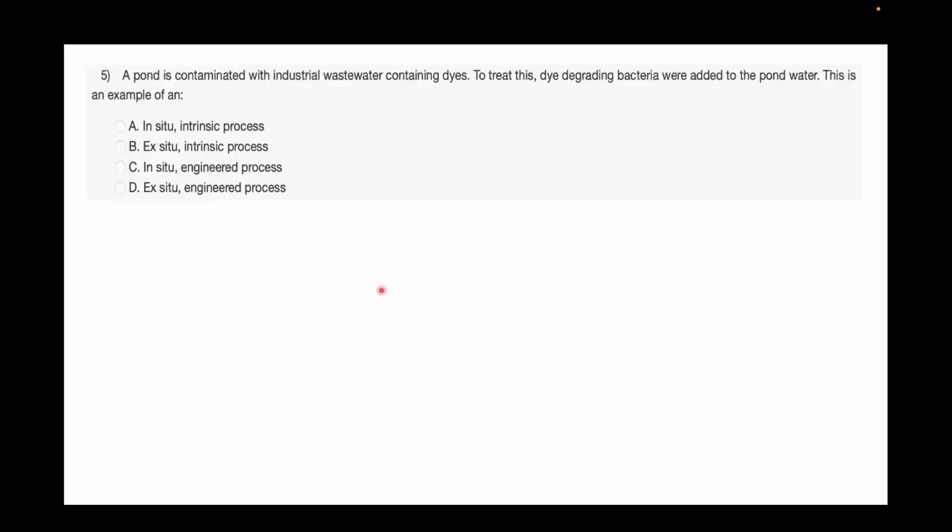Option A, in situ intrinsic process. Option B, ex situ intrinsic process. Option C, in situ engineered process. And option D, ex situ engineered process. Which of the following options would be the correct answer for this question?